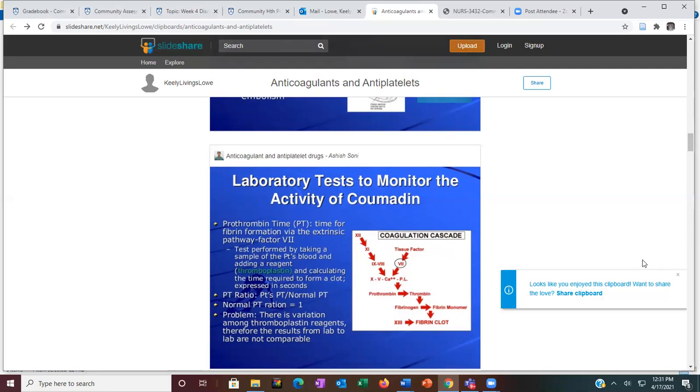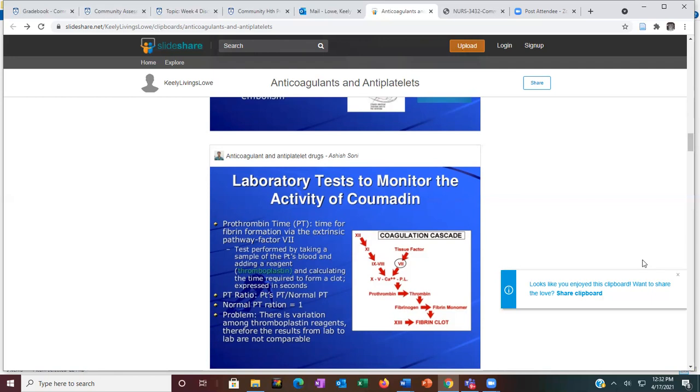So if my blood clots in, I don't know, let's just say 3 seconds, and on Coumadin it takes 5 seconds, then the difference would be 2, right? So the difference between those two. So a normal PT is 1, because if normal blood clotting takes 3 seconds and I'm not taking medication and they check mine and it takes 3 seconds, that's normal. So there wouldn't be a difference in that.